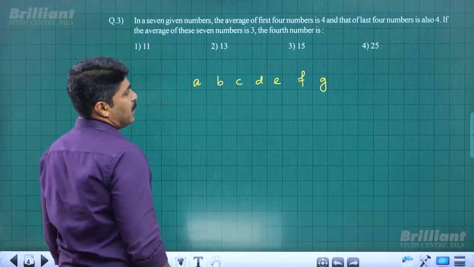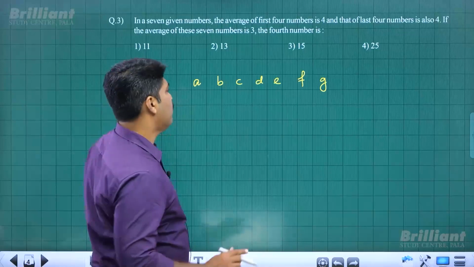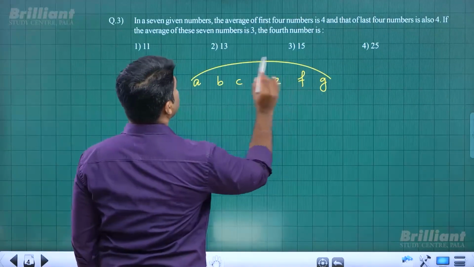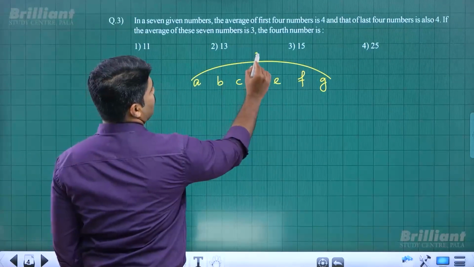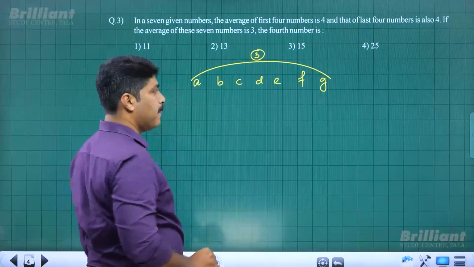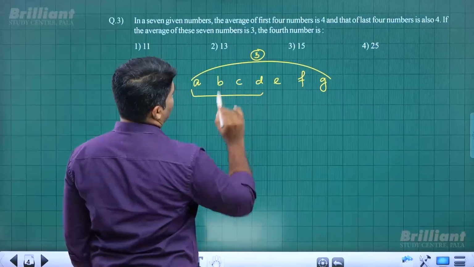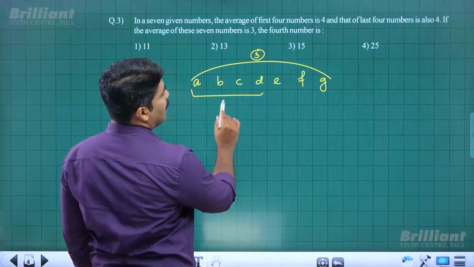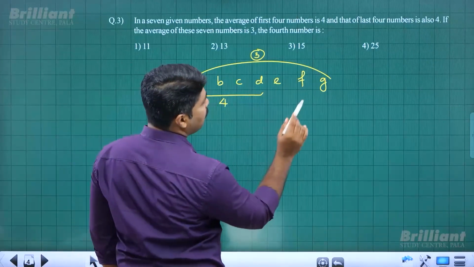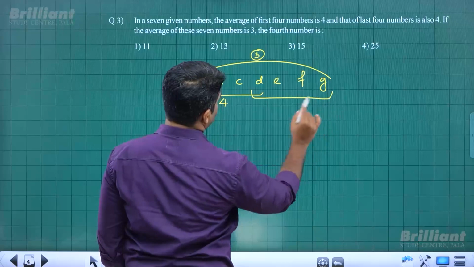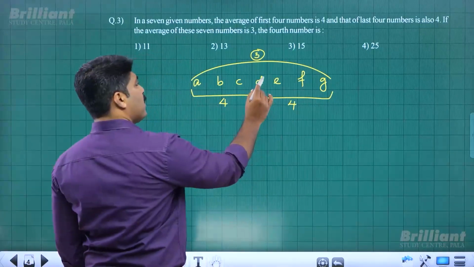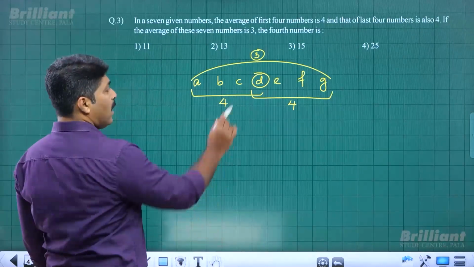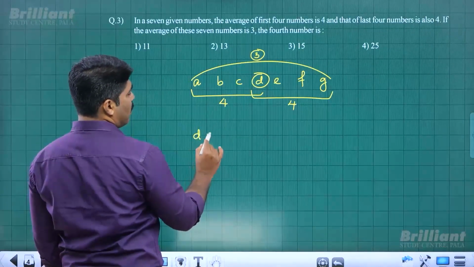While we are considering these seven numbers, it is given that the average of these seven numbers is 3. But the average of the first four is 4, and that of the last four numbers is also 4. So we know that this 4 is repeated here. Then how can we find this middle number, the fourth number?